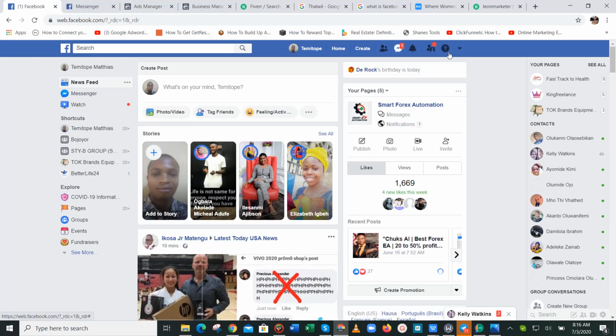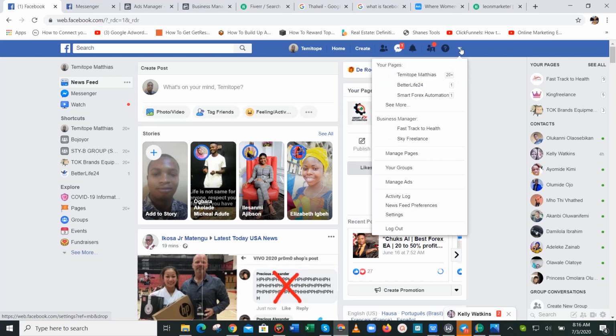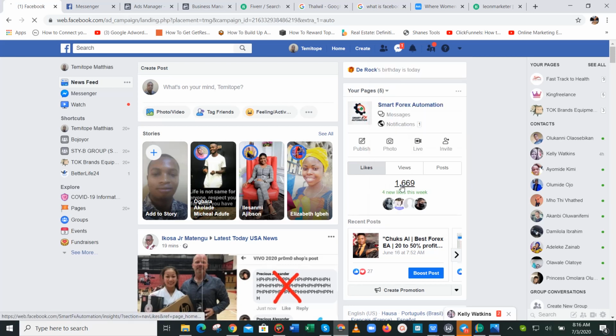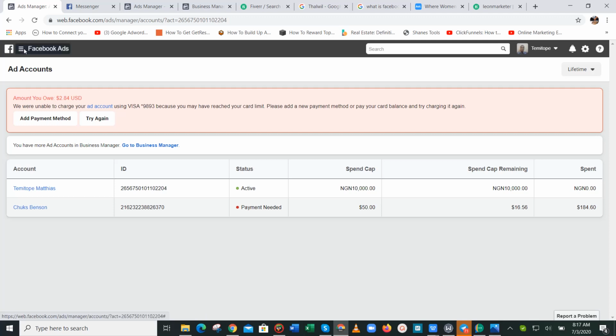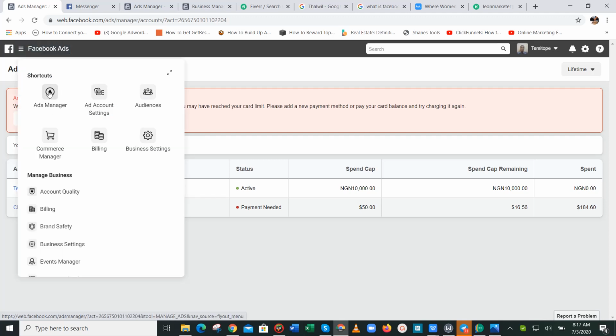So now the third way, just go here and go to, so these are the pages on the Facebook account, the pages I'm managing. Okay, let's go to manage ads. So now this is the third way. Then you now go from here to your ads manager. I think we can see it now. So let's go back.